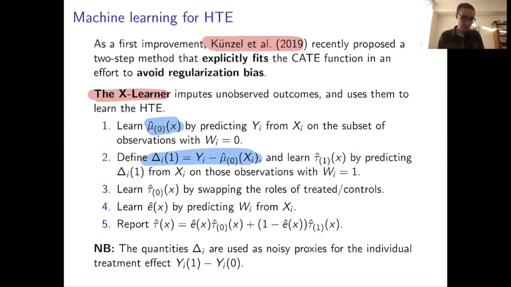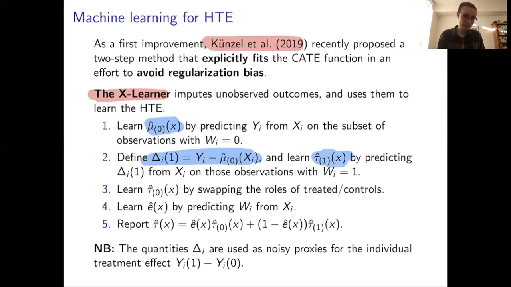So they do this once, and then the way they're going to estimate the conditional average treatment effect function is essentially by, on the treated units, regressing these differences, yi minus mu hat 0 of xi, that is actual treated minus imputed control outcome. They're going to regress these delta i's against x non-parametrically. That's, again, a prediction problem. You predict delta i1 from xi on the treated units, and that gives you a first estimate tau hat 1 of x of the treatment effect.